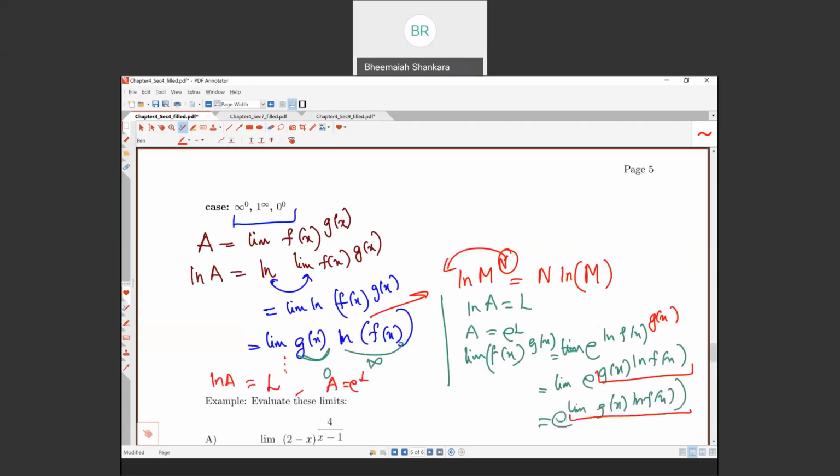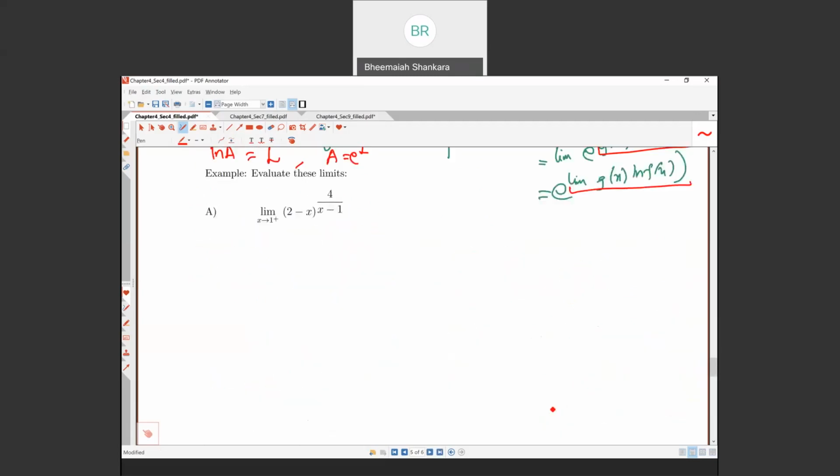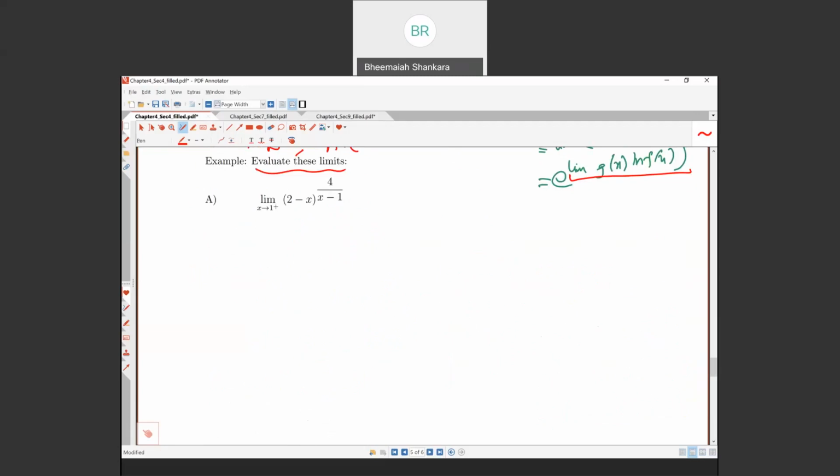So let's do this example. Evaluate the limits. As soon as you plug in x equal to 1, you see that the numerator becomes 1, 2 minus x becomes 1, 2 minus 1 is 1. And when you plug in the exponent, 4 divided by 1 minus 1, 4 divided by 0 is infinity. So you have 1 to the infinity form.